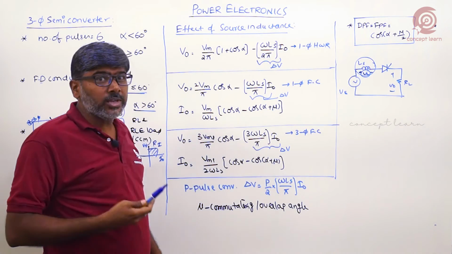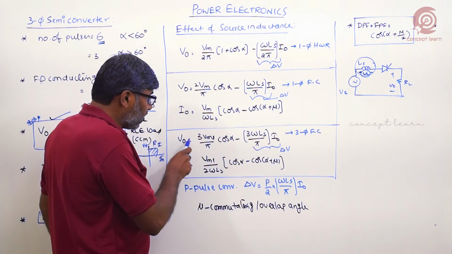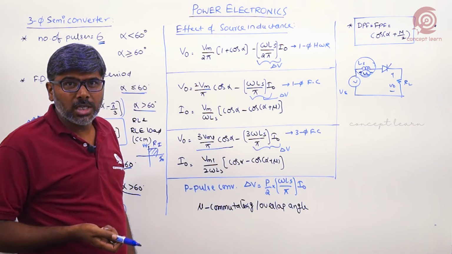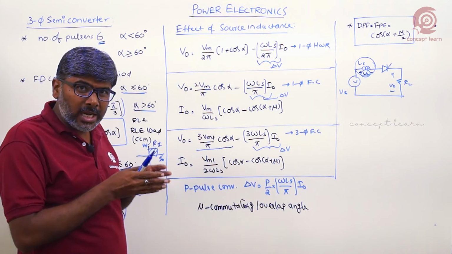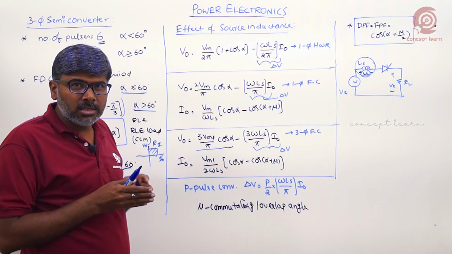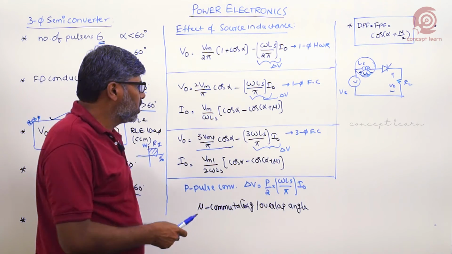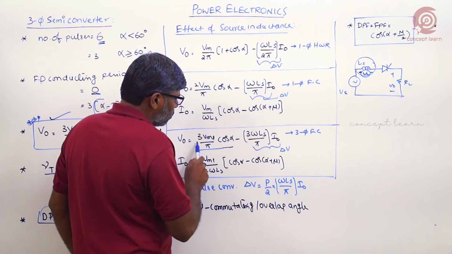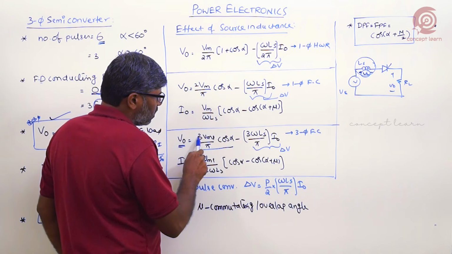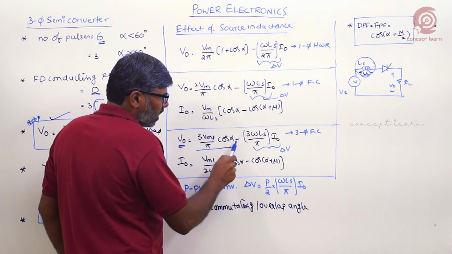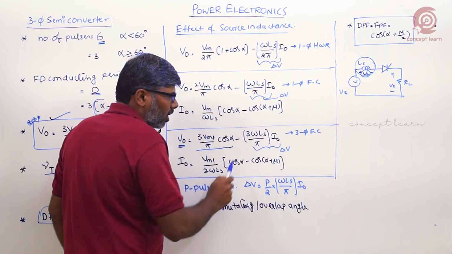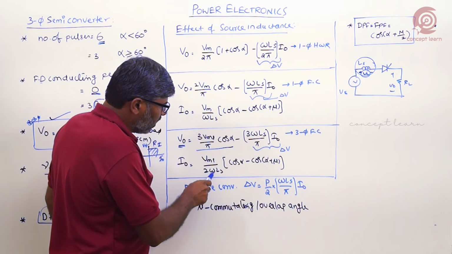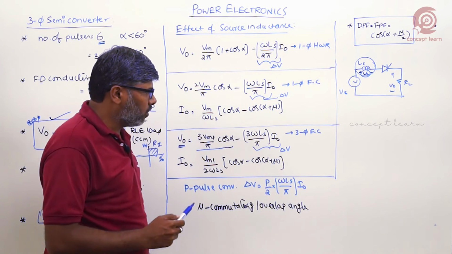Now coming to the 3-phase full converter, V0 is 3 VML by pi cos alpha without source inductance. With source inductance, each line has inductance, right? So there must be some drop across it, then 3 omega Ls by pi into I0, right? So the net voltage across the load is the voltage without source inductance minus this drop across the inductance. And current I0 is VML by 2 omega Ls into cos alpha minus cos alpha plus mu.